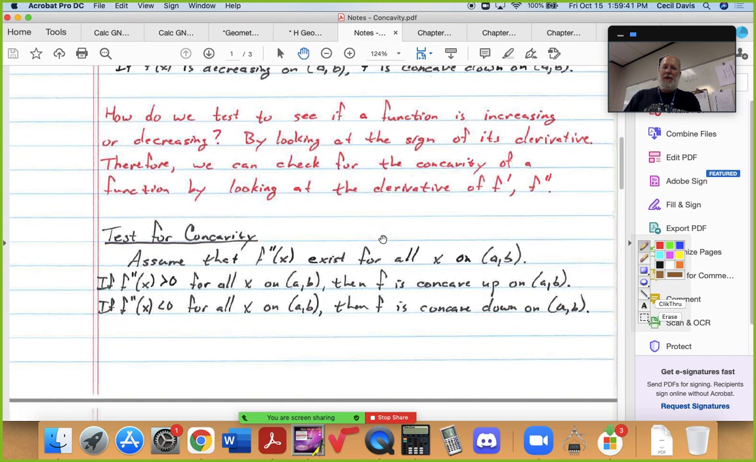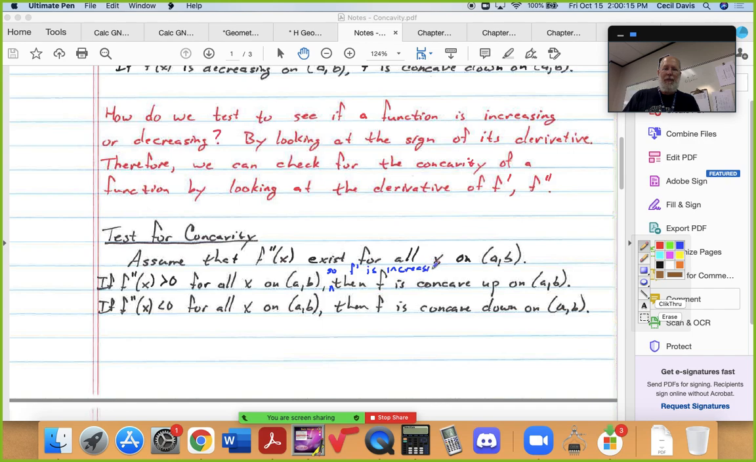So, assume that the second derivative exists for all x on an open interval from a to b. If f double prime is greater than 0 for all x on (a, b), then f is concave up. Why? Because if f double prime is greater than 0, so f prime is increasing, by definition then, f is concave up.